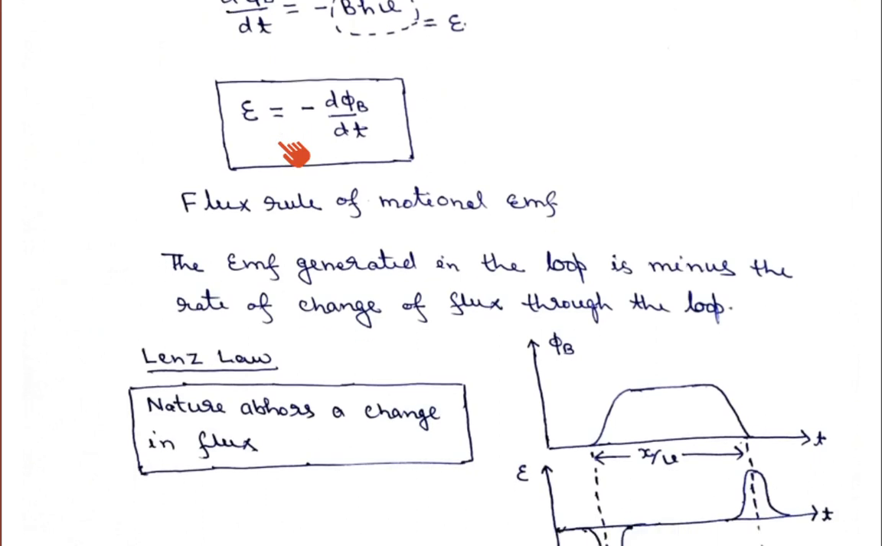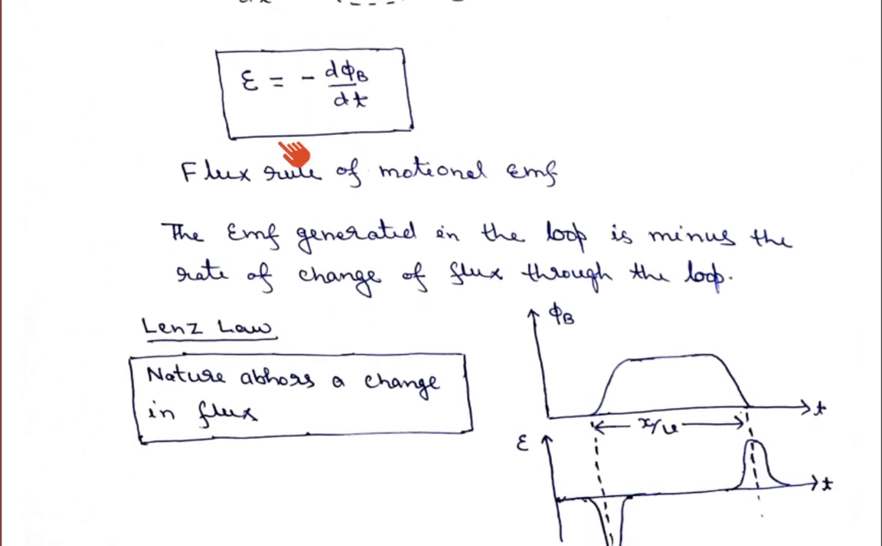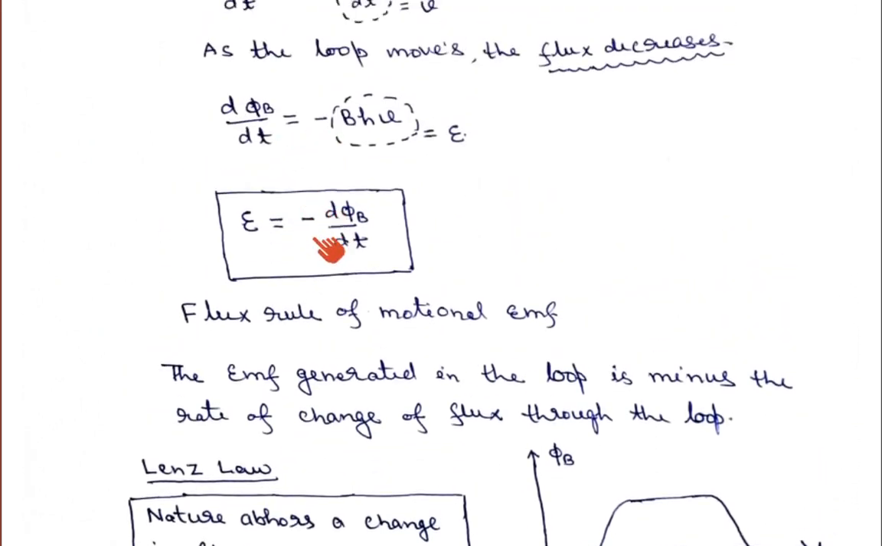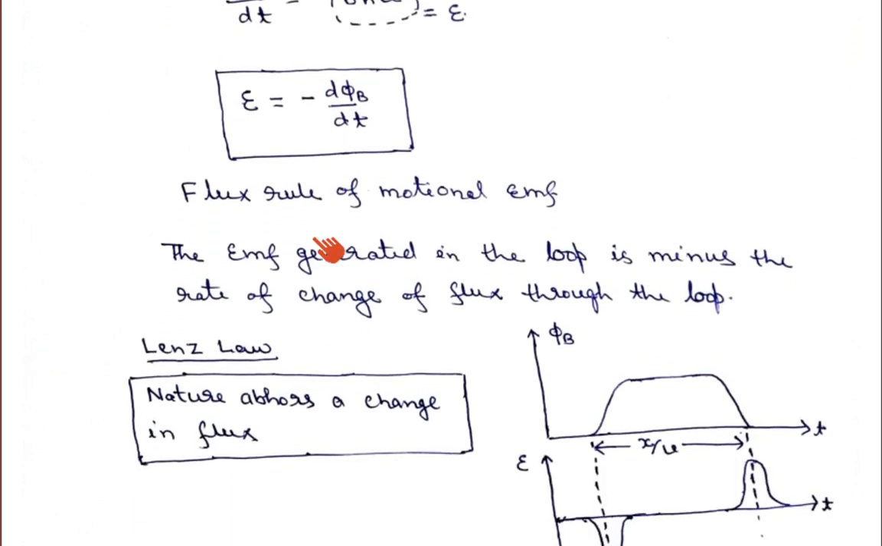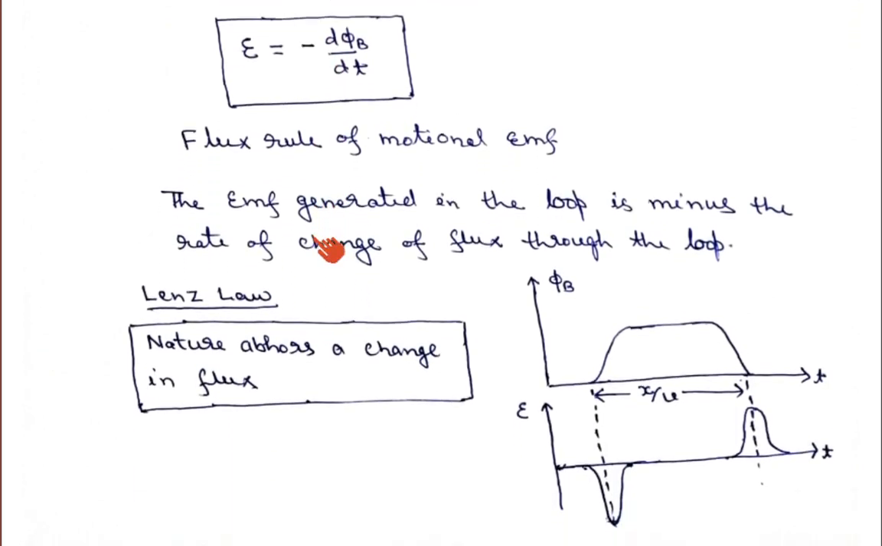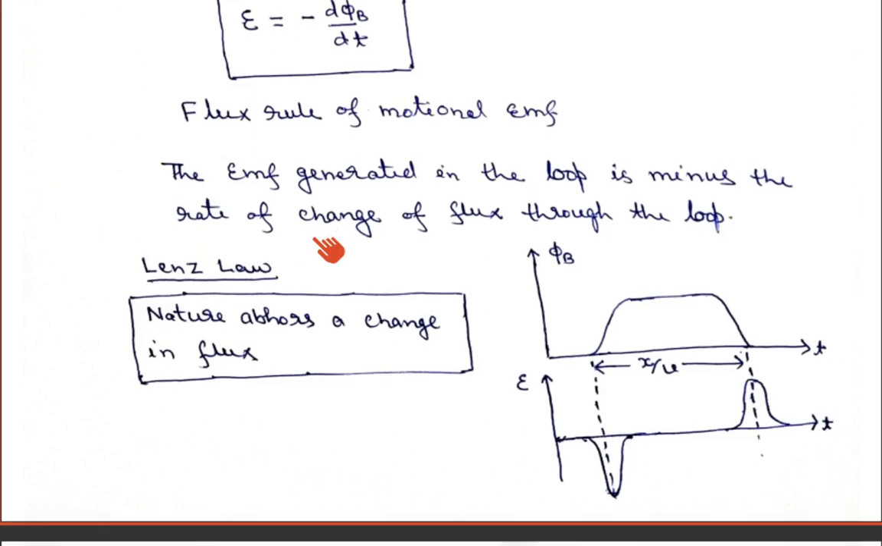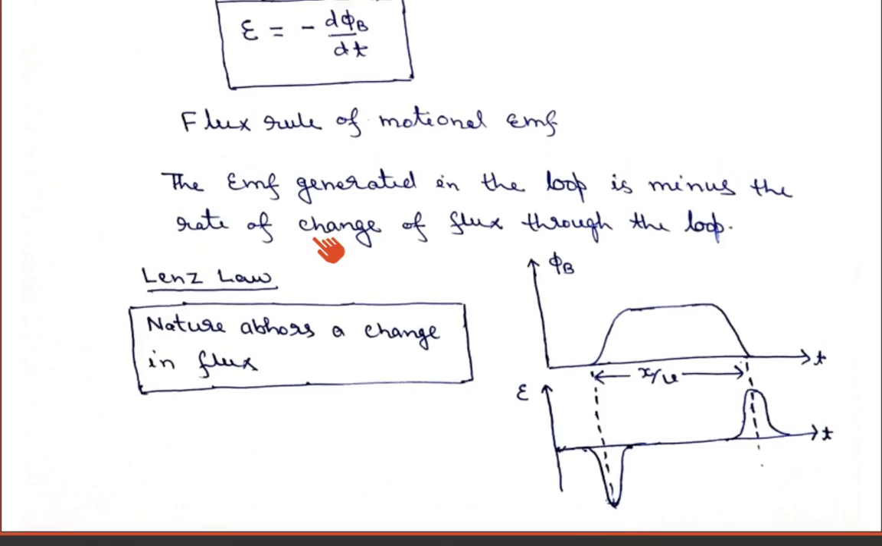As I promised, this negative sign in the EMF resembles a very nice physics also. You might have learned in your 10 plus 2 classes the Lenz law. So what is Lenz law? Lenz law tells that nature averts a change in the flux. Nature does not like to change the flux in any circuit, in any closed loop.